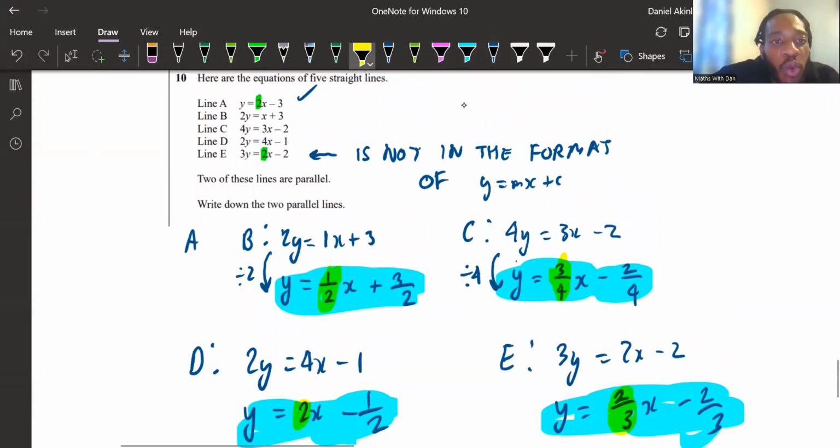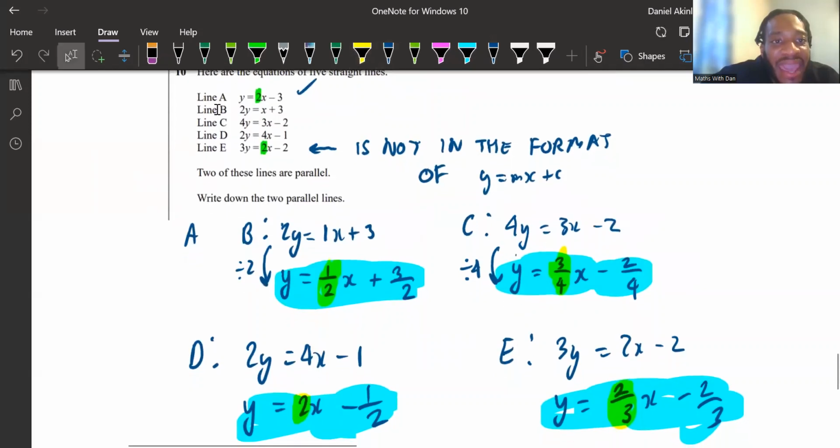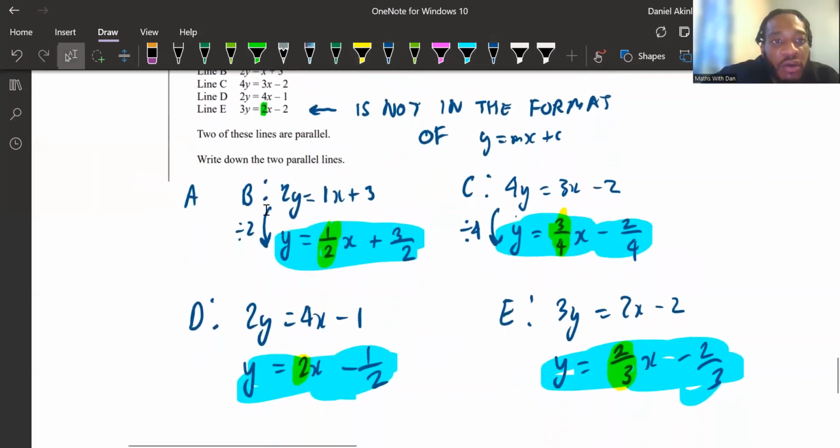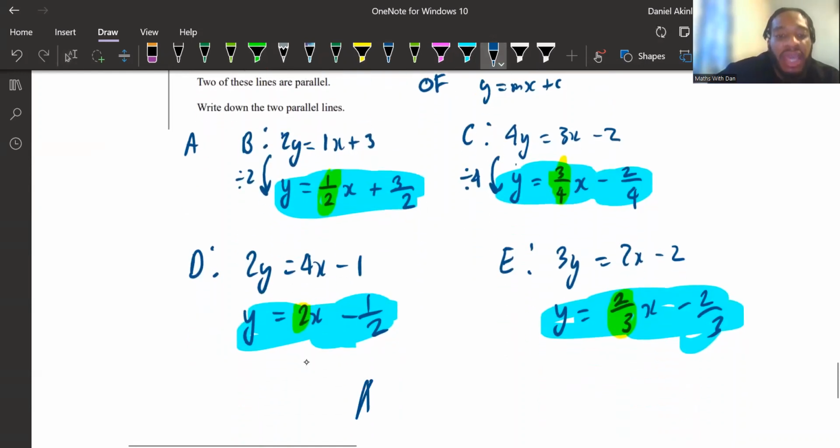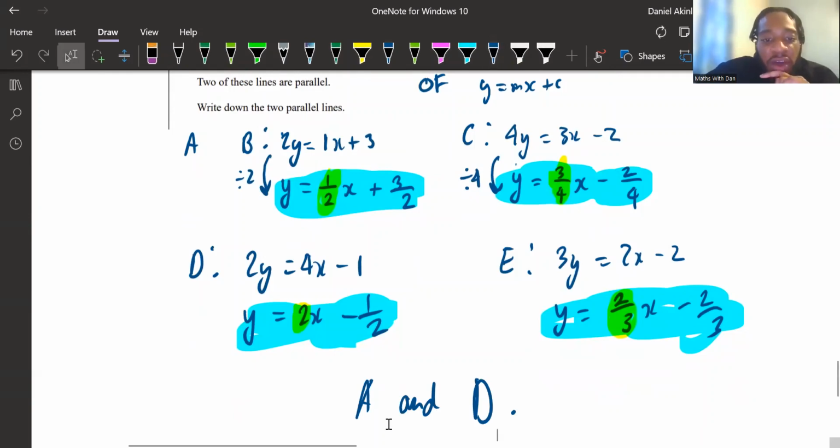So which 2 lines are parallel? It must be A and D, because A has a gradient of 2 and so does D, yeah? So the answer is A and D. Does that make sense for the people that answered this question? I'll just give a couple of seconds just in case, because that is quite important in terms of rearranging. Okay, I think we're all on the same page.